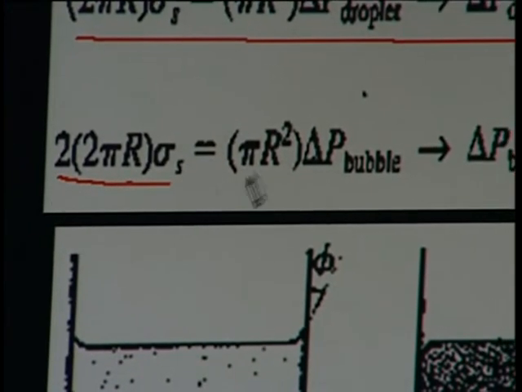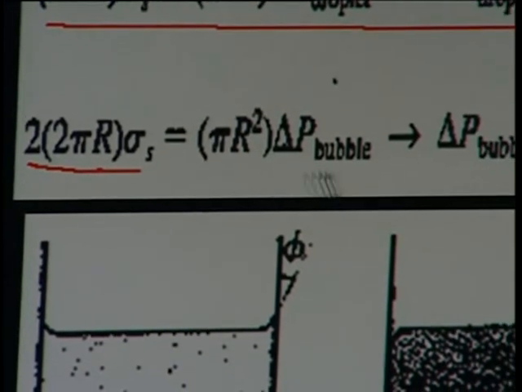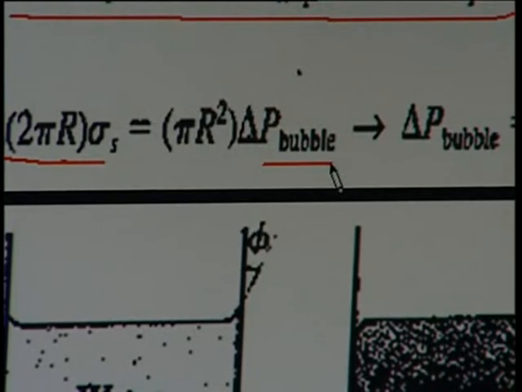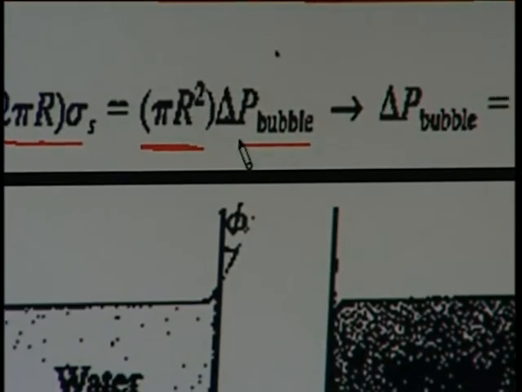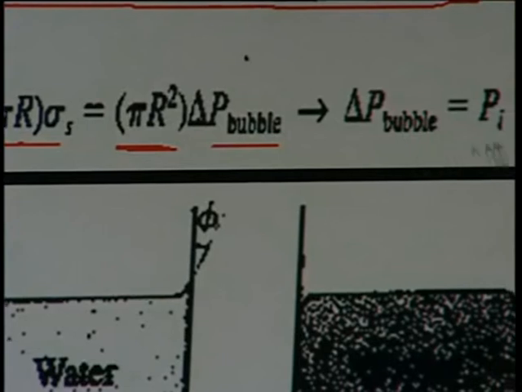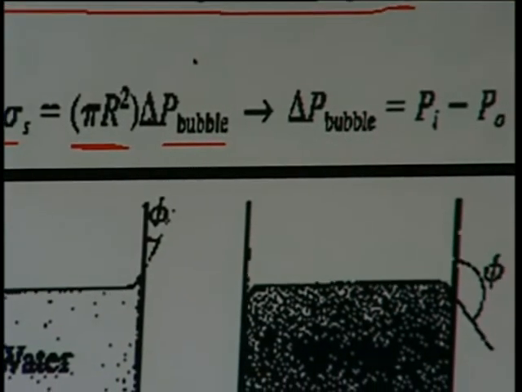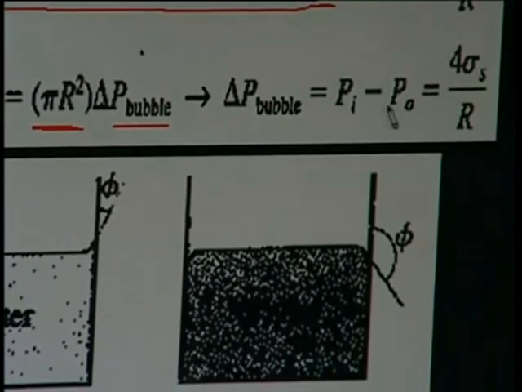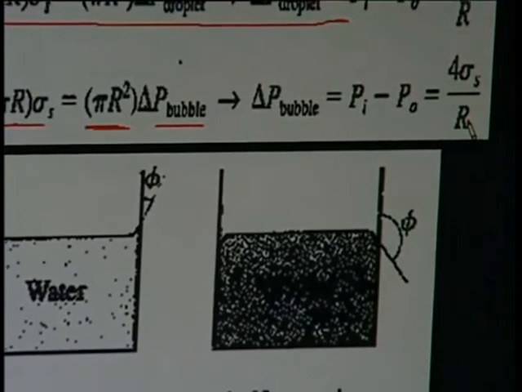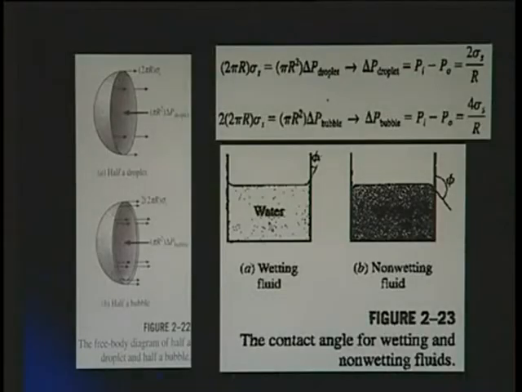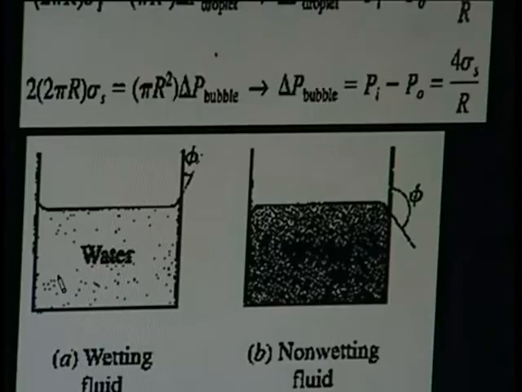So, in this case, we have twice the surface tension, 2 pi r sigma s, this is the surface tension force, which is equal to the force due to pressure. So, del P bubble multiplied by the corresponding projected area, that is pi r square. This will lead to the formula del P bubble is equal to 4 sigma s divided by radius. So, in case of a bubble, the pressure difference will be 4 sigma s divided by radius.